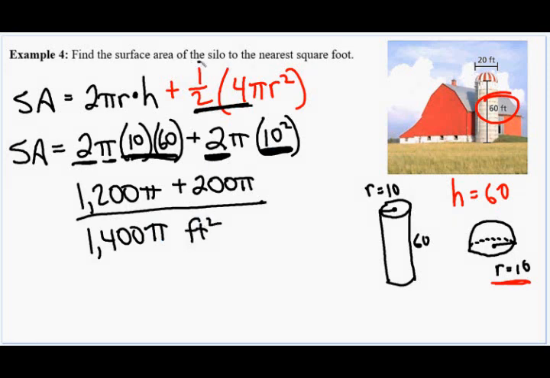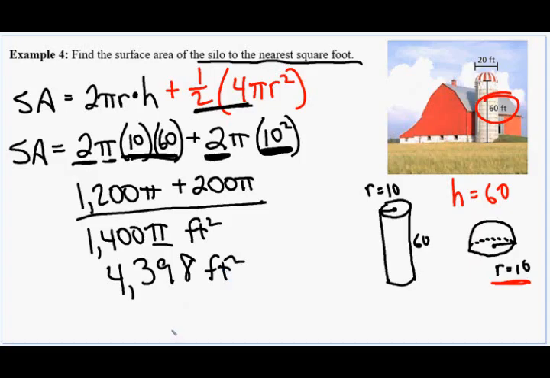It does say round to the nearest square foot, so let's use the pi key on our calculator. 1,400 times pi, and we'll round that off to 4,398 feet squared. There's the surface area of our silo. If we knew we wanted to paint it and we knew each can of paint covered so many square feet, we could figure out how many cans of paint to buy.